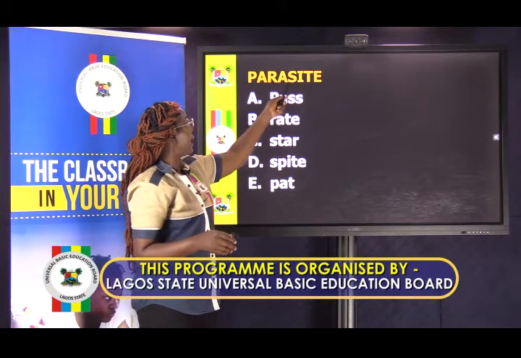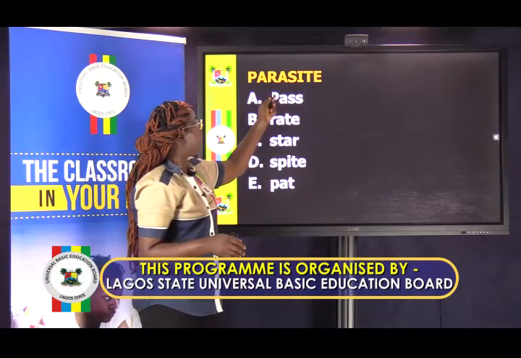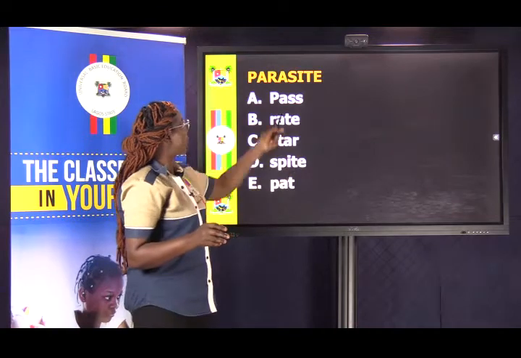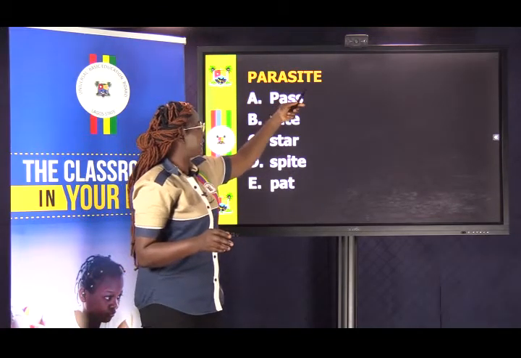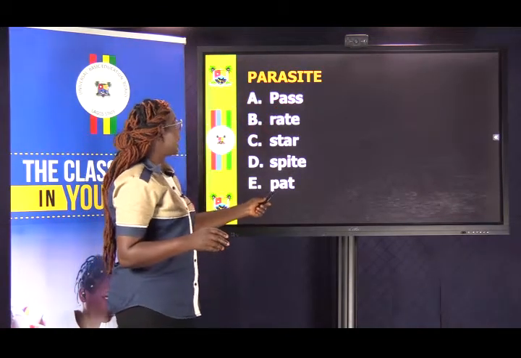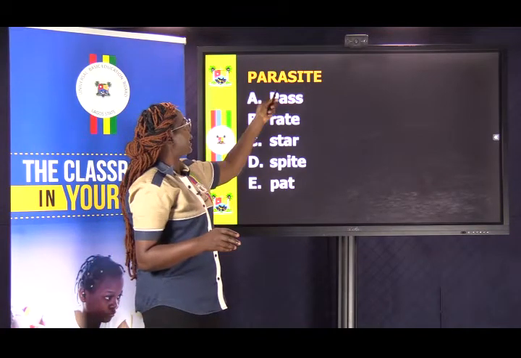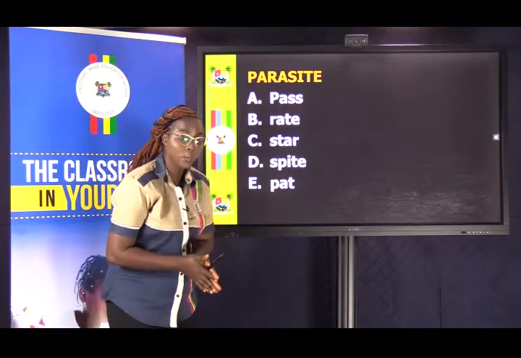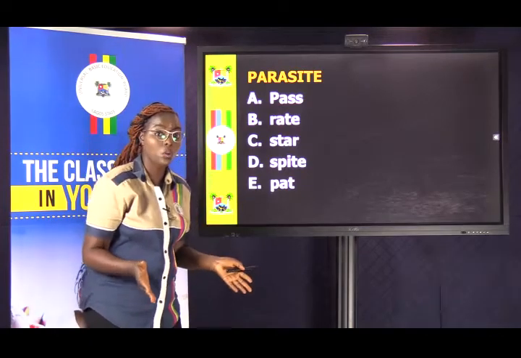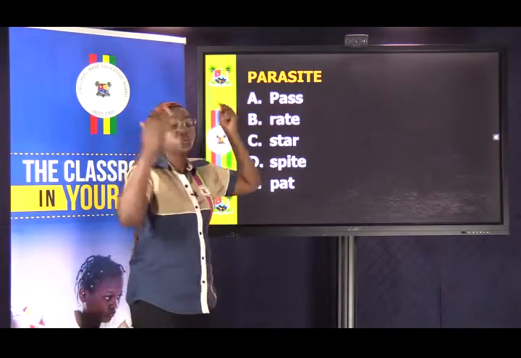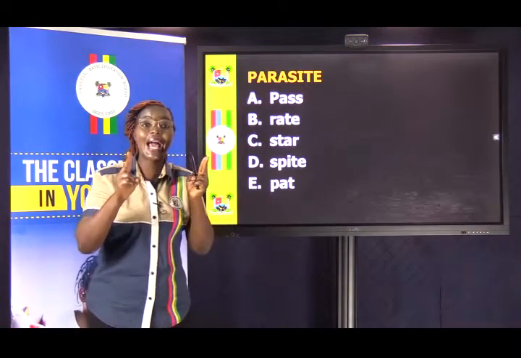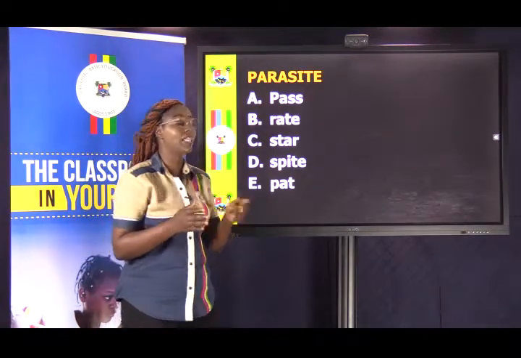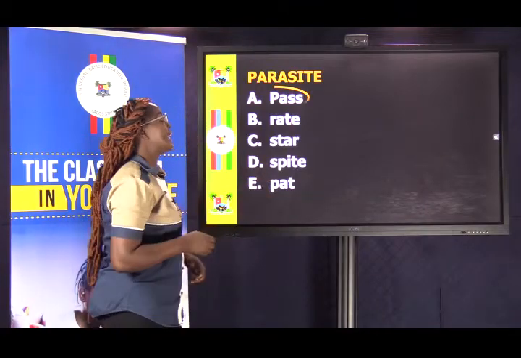S-P-I-T-A-R. Okay, we can find that too in that bigger word. S-P-I-T-E, spite. Okay, we can find that too. Then P-A-T. We can also find that in that bigger word. So the option we can't find in that bigger word is pass, because we don't have two S. We only have one S in that bigger word. And pass is the answer.